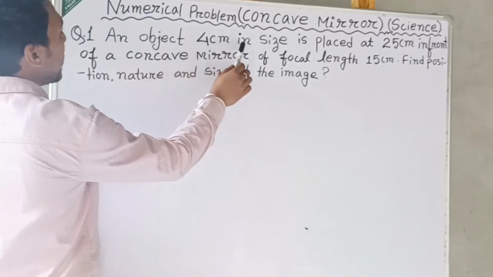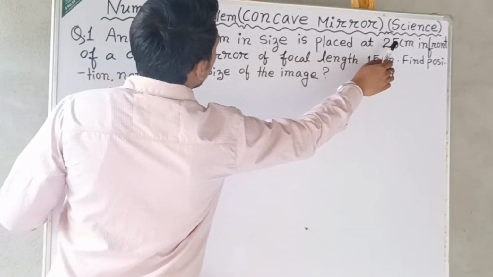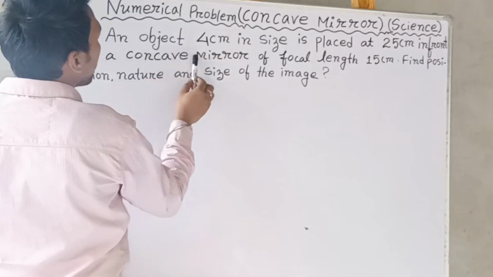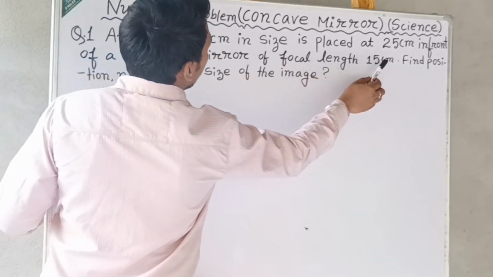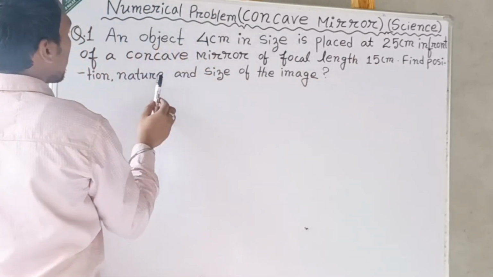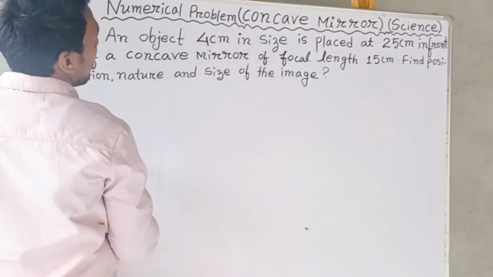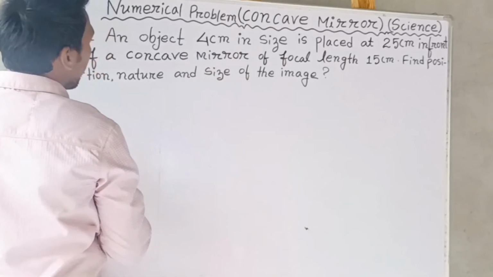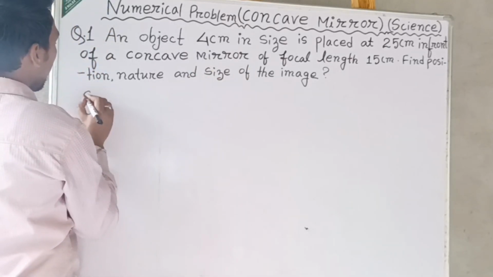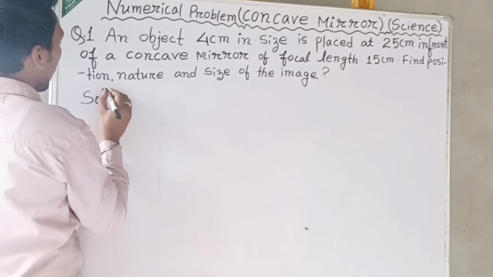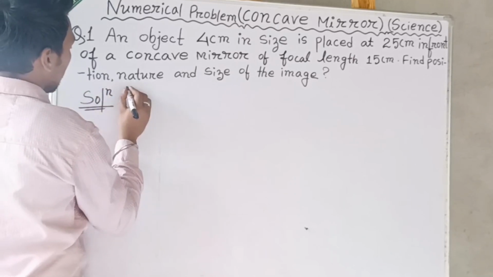An object 4 cm in size is placed at 25 cm in front of a concave mirror of focal length 15 cm. Find position, nature and size of the image. So we will find position, nature and size of the image. In the first step, just write the given values from this question.